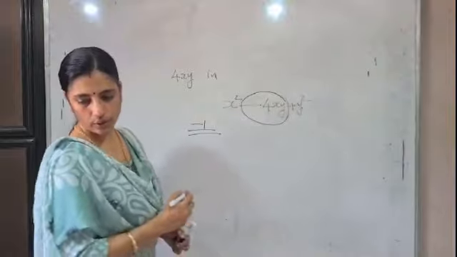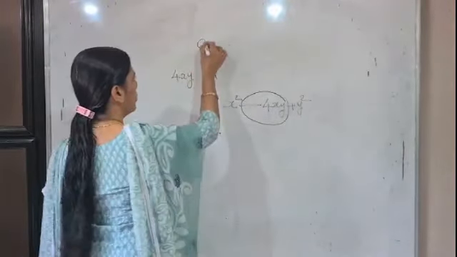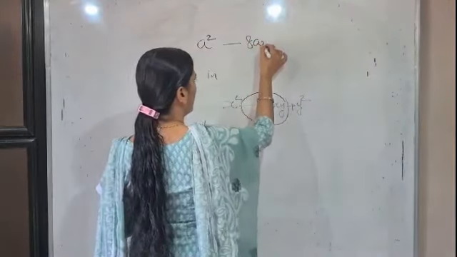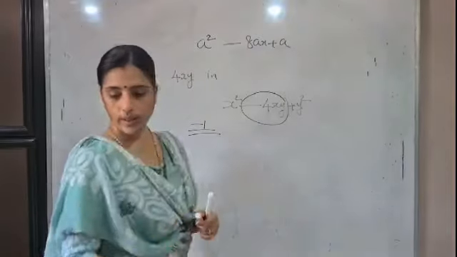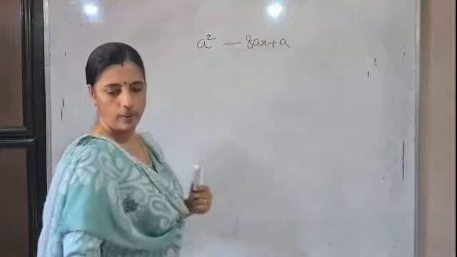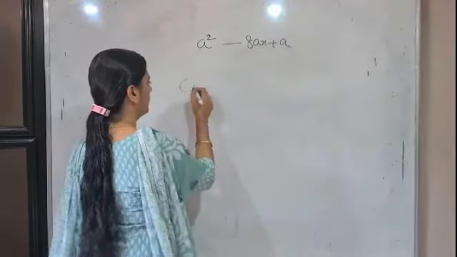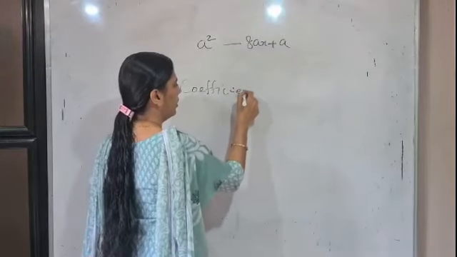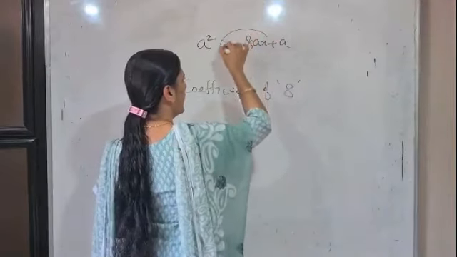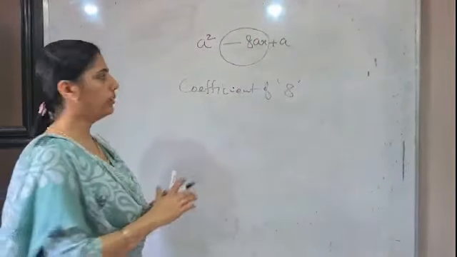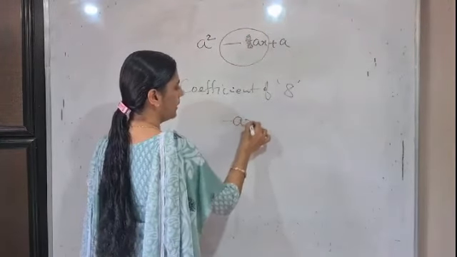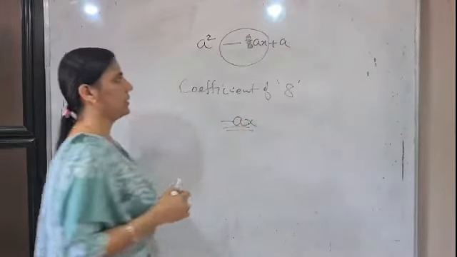What is question number 5, 4th subdivision? A square minus 8ax plus a. They are asking what is the coefficient of 8? So 8 comes where? Here 8 comes. Here you remove 8. What is remaining here? Minus ax. So negative ax is the answer.